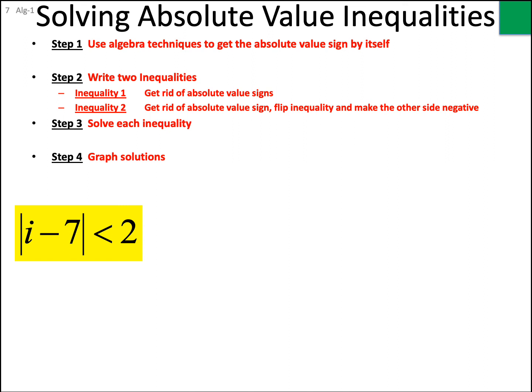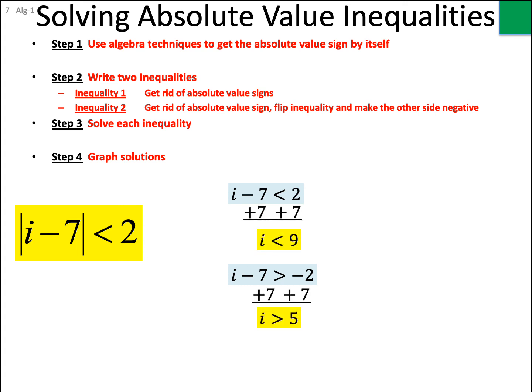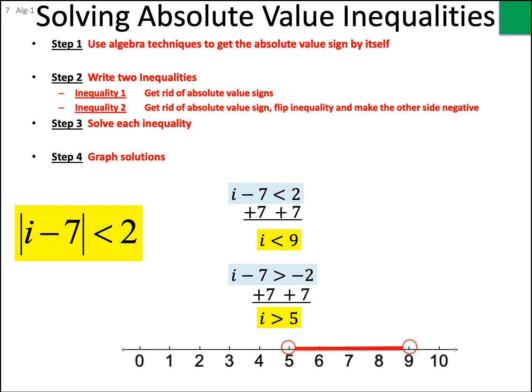Okay, how'd you do? Well, absolute value is already by itself, so all we got to do is write the two inequalities. So we got those two inequalities. The first one, just erase the absolute value symbols. The second one, erase, flip, make it opposite. Solve each one. So add 7 to both sides. Add 7 to both sides. This one is an and, so it's got to be smaller than 9, but bigger than 5. Open circles on both of those.